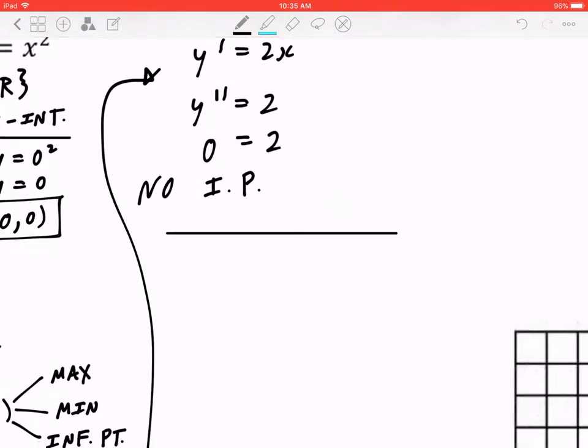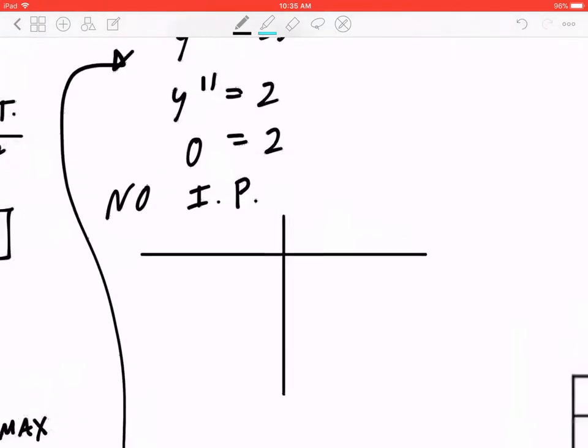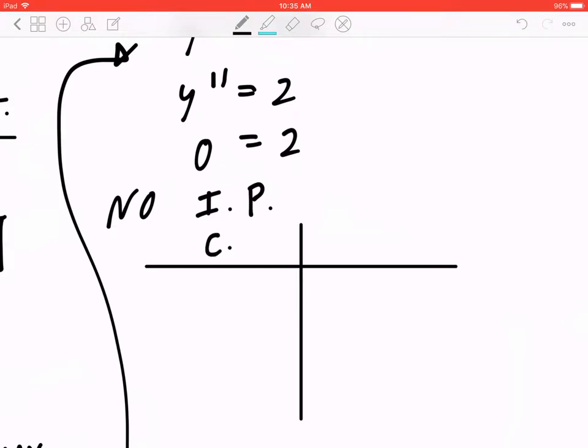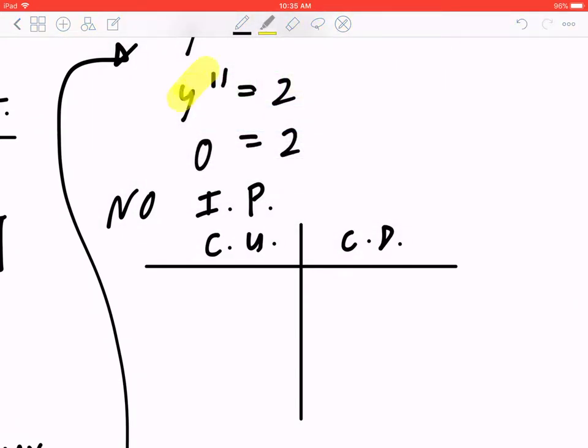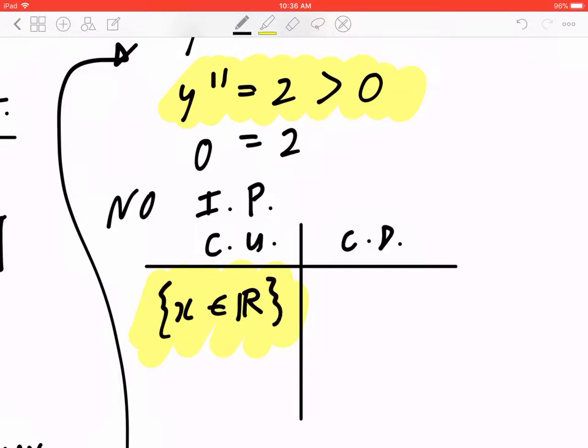Now, just because you cannot find the point of inflection does not mean you cannot find the concavity. So again, this is a special case. The fact that y double prime is going to be 2 means it's always a positive number. This means for this function specifically, y equal to x squared, the function is going to be concave up for all values of x.